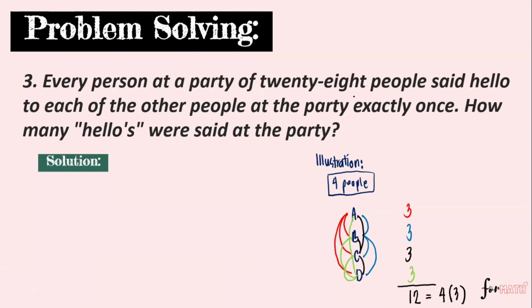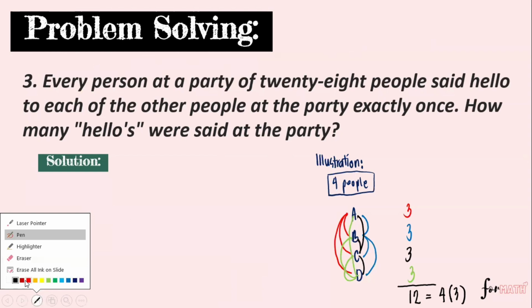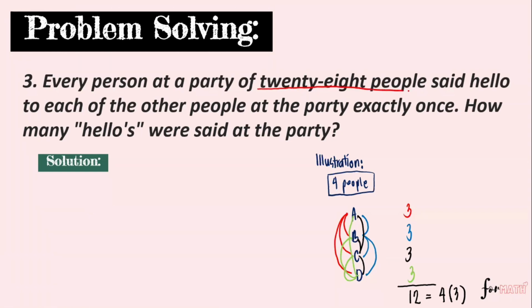So, ibig sabihin, sa party, merong 28 people, alright, so meron daw 28 people. So, sa 28 people na yon, okay, ilang hello ang magagawa, okay, nung 28 na yon. Alright, di ba sa illustration natin, 4 yung tao na to, each person, no, ay merong tatlong hello. Okay? So, ibig sabihin, dito sa example na to, 28 times 27. Okay? So, ibig sabihin, meron tayong 756 hello, okay, na masasabi dun sa party. Okay? So, that is an example.